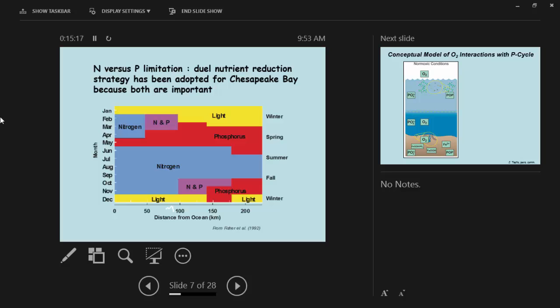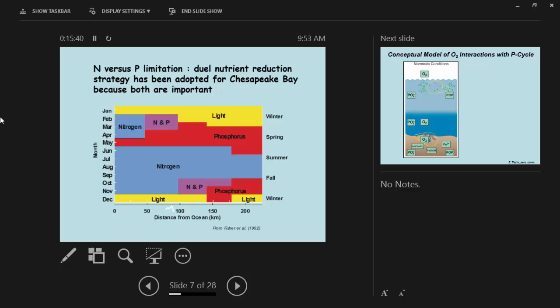It's called a time-space diagram. On the vertical, we see the seasons of the year, and on the horizontal, distance from the ocean. So if we were to walk up that 150 line and go over to the spring, we would see that phosphorus is the controlling nutrient. That would be somewhere near just above Annapolis, Maryland, in the winter.